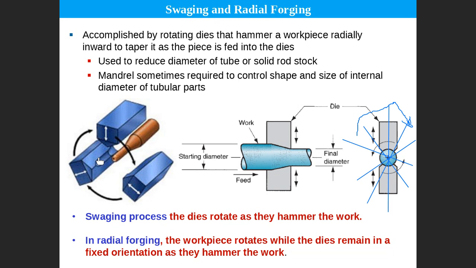Then the die here is rotating. Maybe two dies, maybe three dies. So sometimes two dies, sometimes three dies. So they call it swaging. So in swaging, you're hammering a workpiece to reduce the cross section. Here in swaging, the die is hammering and rotating, and the workpiece is not rotating, right? So this is swaging.